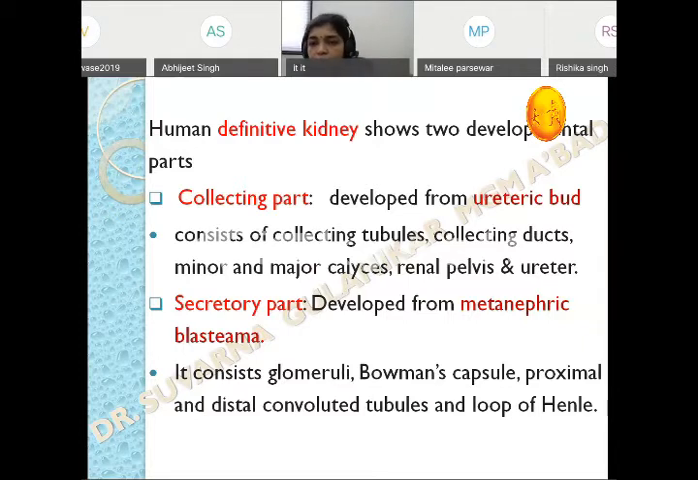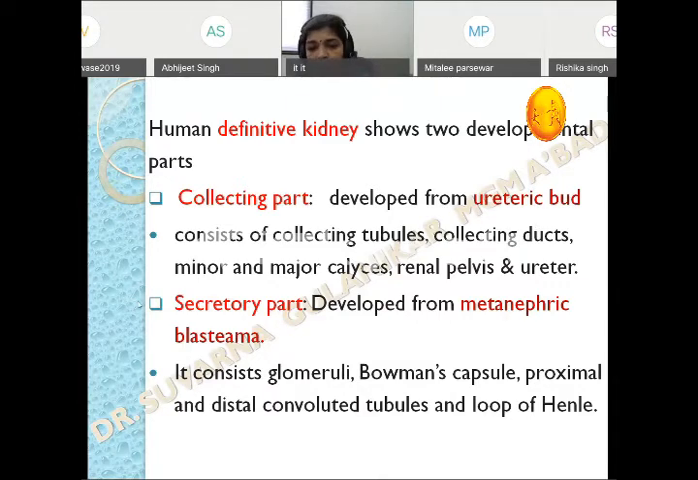Okay, so this definitive kidney basically has two parts: the collecting part and the secretory part. What is the collecting part? The collecting part consists of the collecting tubule, collecting duct, minor calyces, major calyces, renal pelvis, and ureter. And how does it develop? It develops from the ureteric bud.